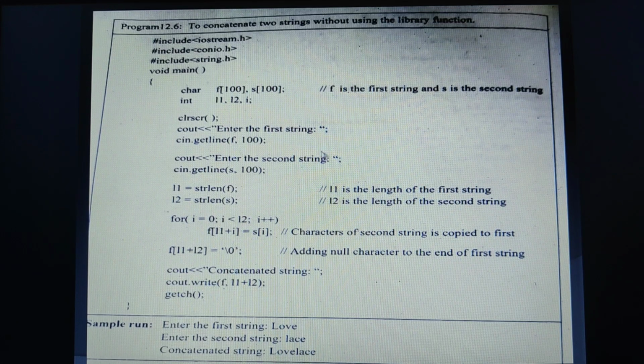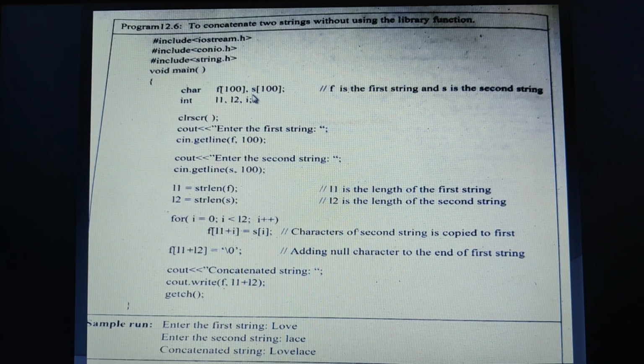So let us understand the tracing of this program. Here in iostream, conio.h, string.h, I have taken string.h because I am using some built-in functions here, string length. iostream because of cout and cin, as well as getline as well as write function. Conio I am using because of clear screen and getch here.